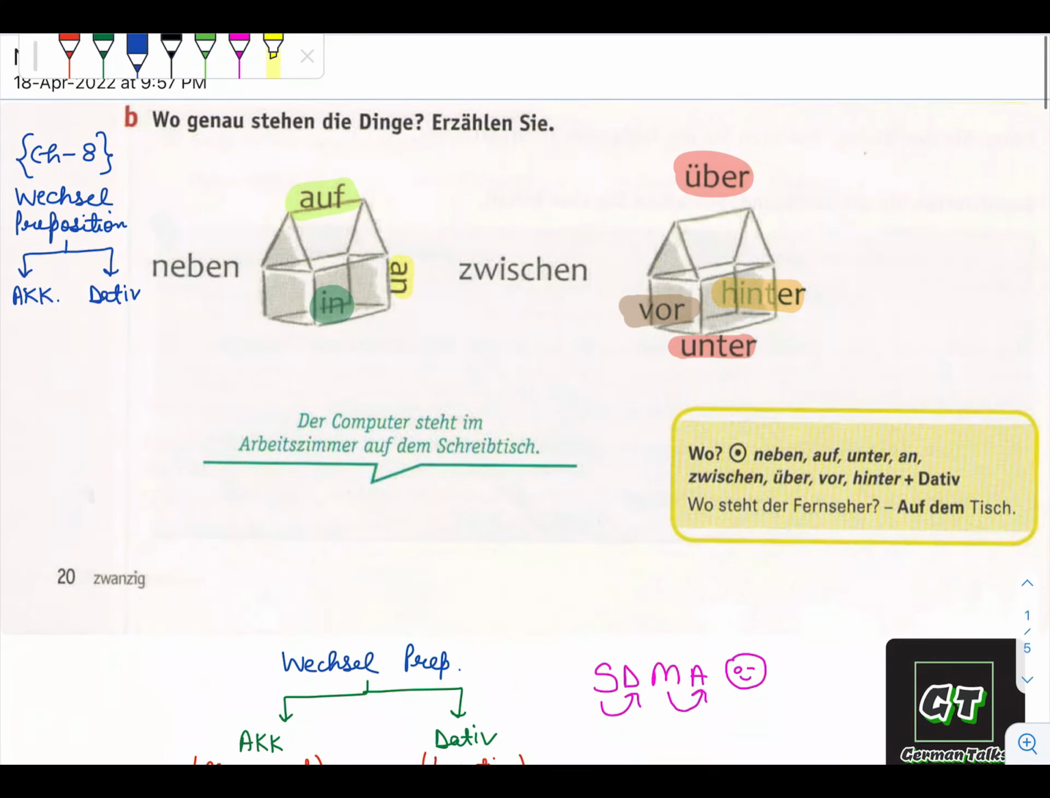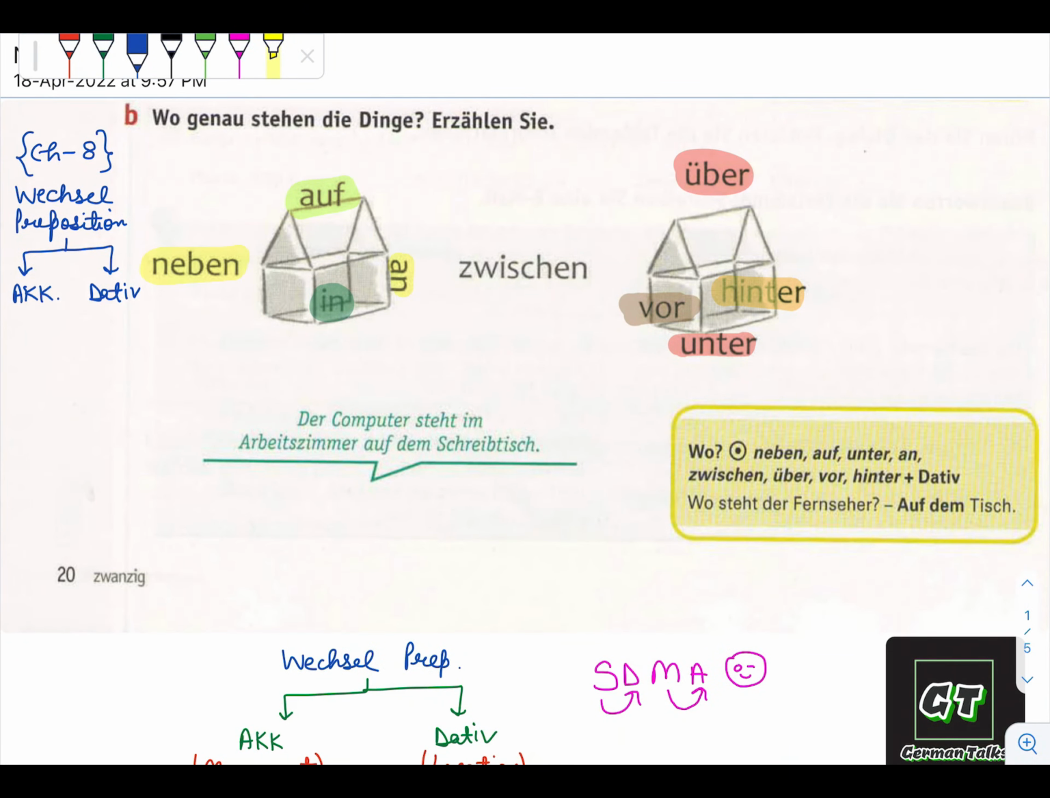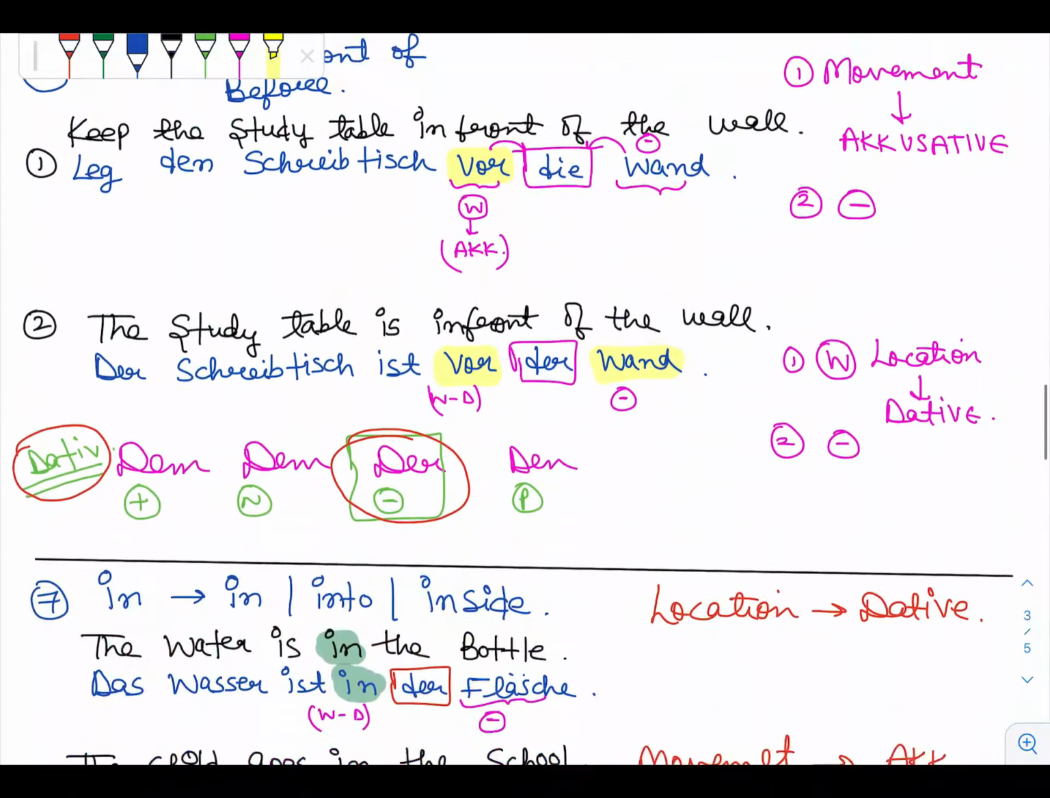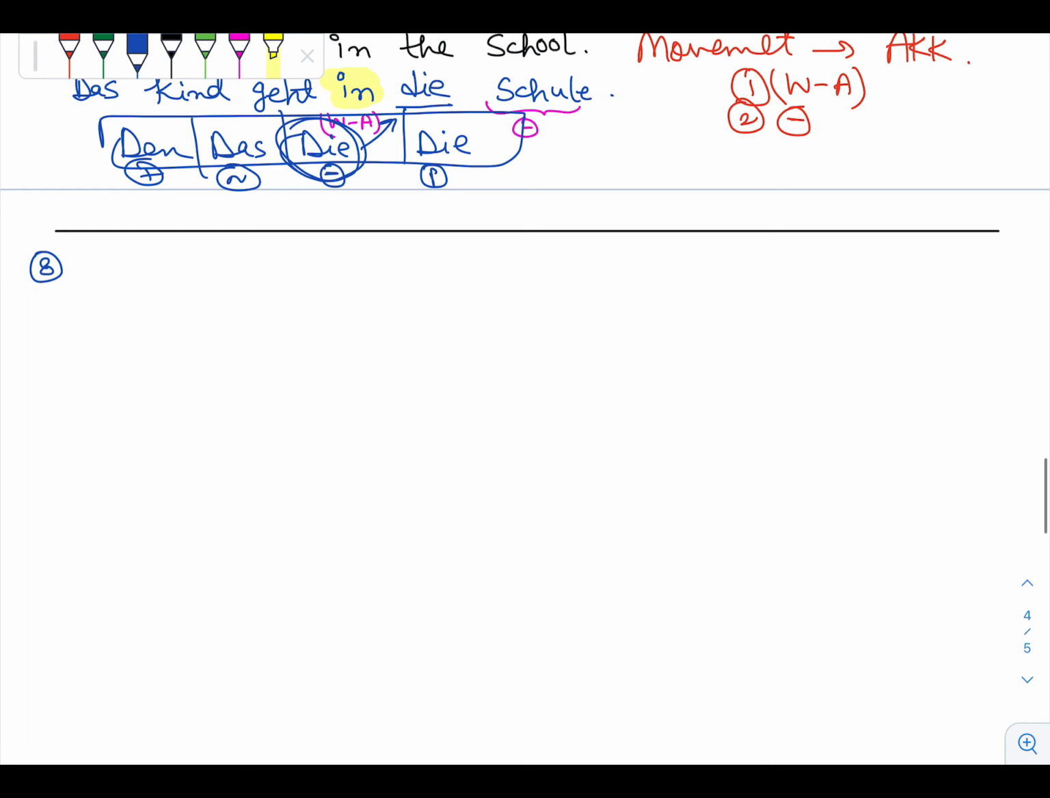Next preposition, neben. What can be the meaning of neben according to the picture? Neben means next to or beside. Okay. Neben means next to or beside.